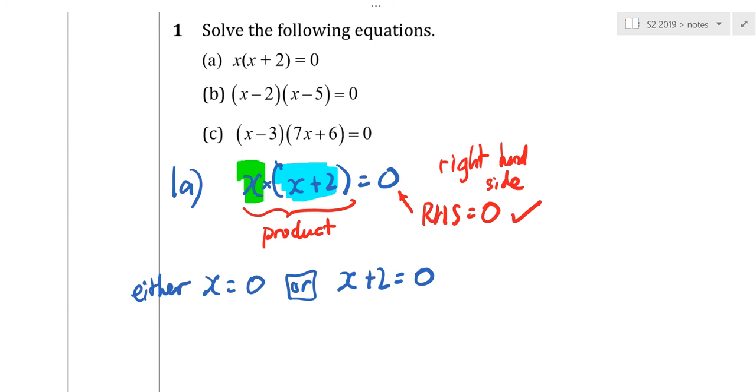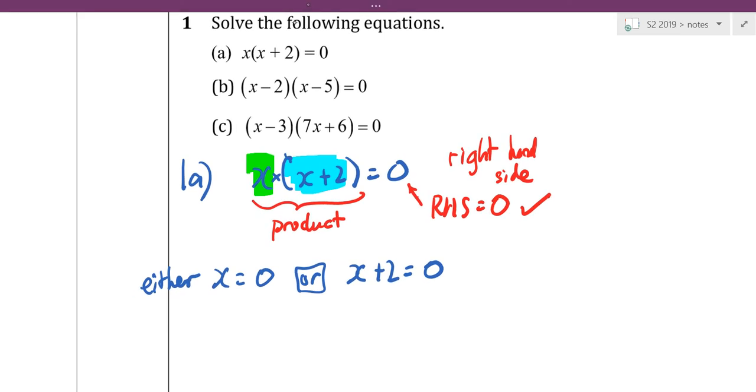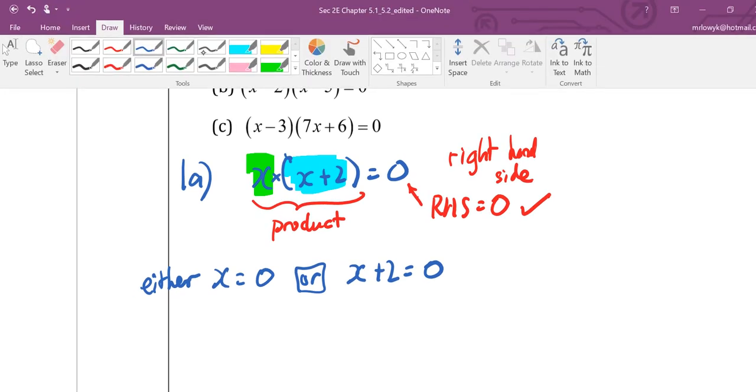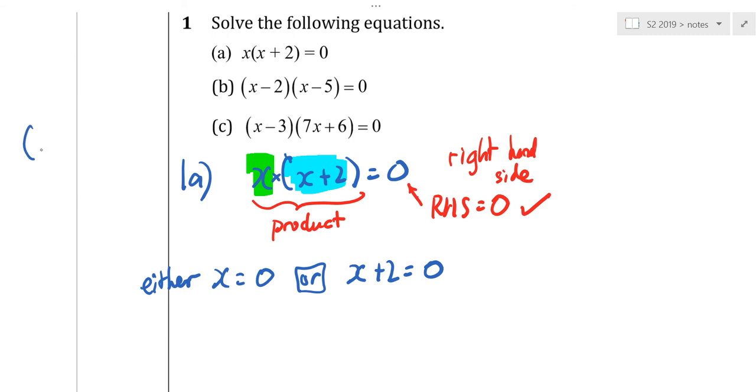Okay. Let me try. If I have two brackets equals to 0, right? One bracket can be any number. Am I correct? Do you agree the bracket can be any number? Okay, I'm saying in general, when I have two numbers, let's say I have a times b equals to 0. Can you make a prediction what is a?